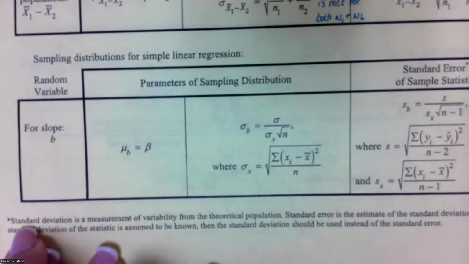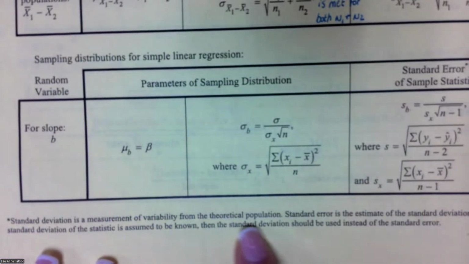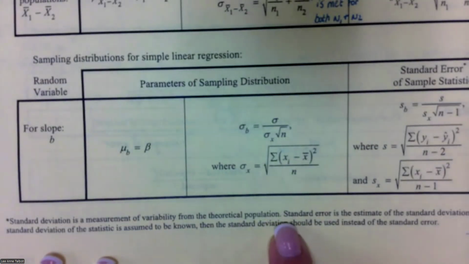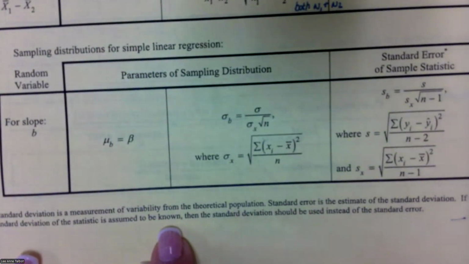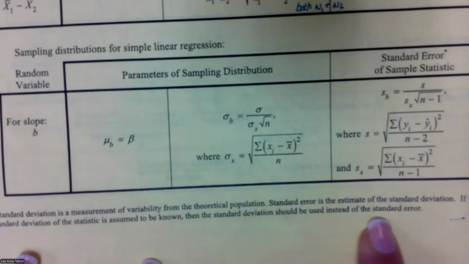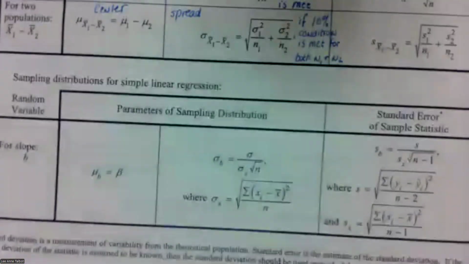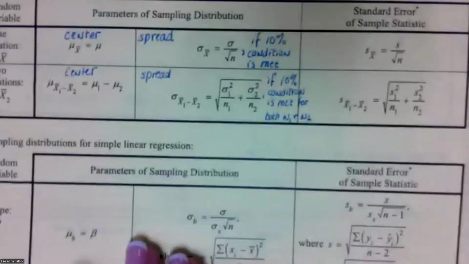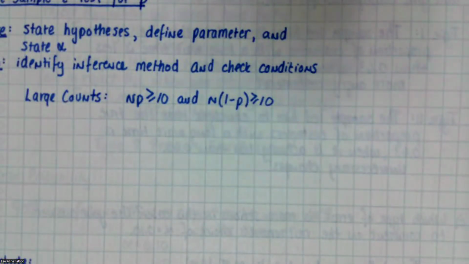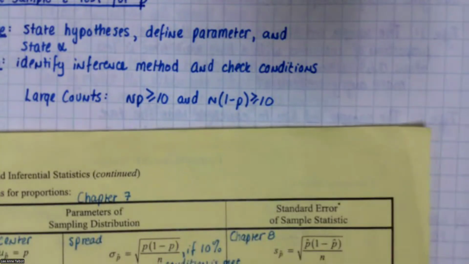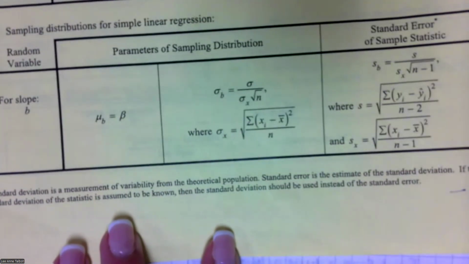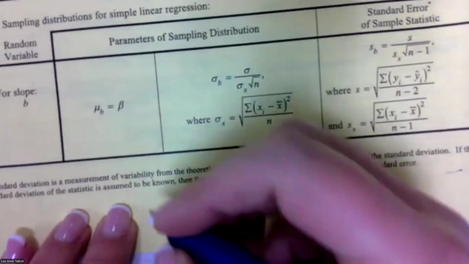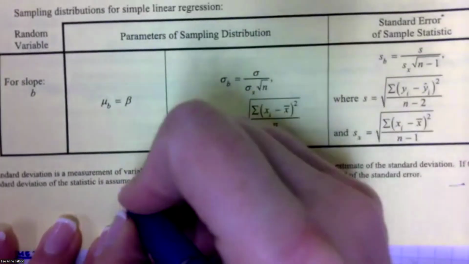Okay. Standard deviation is a measurement of variability from the theoretical population. Standard error is the estimate of the standard deviation. If the standard deviation of the statistic is assumed to be known, then the standard deviation should be used instead of the standard error. Okay, you're like, I lost you, Mrs. Talbot. That's cool. That's awesome. The rule here, and if you guys could take whatever pen you've been using to write on this, we're going to translate this to teenager.